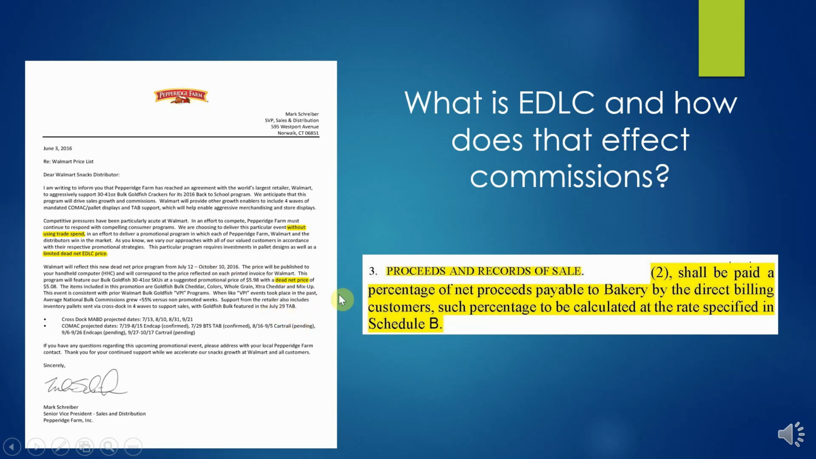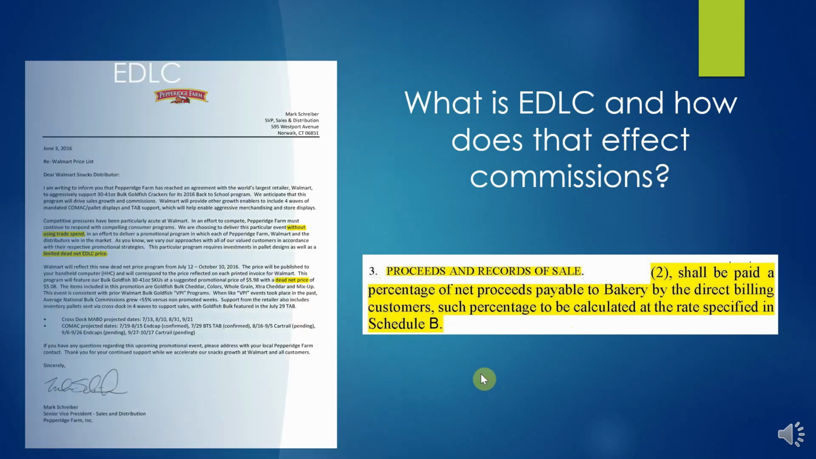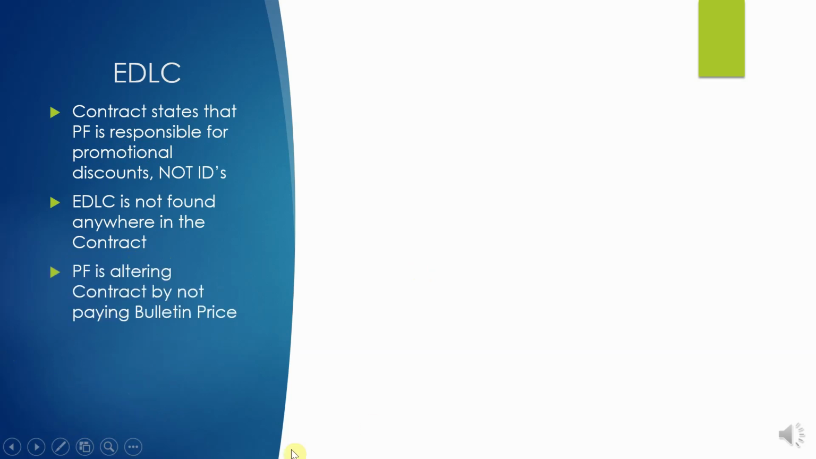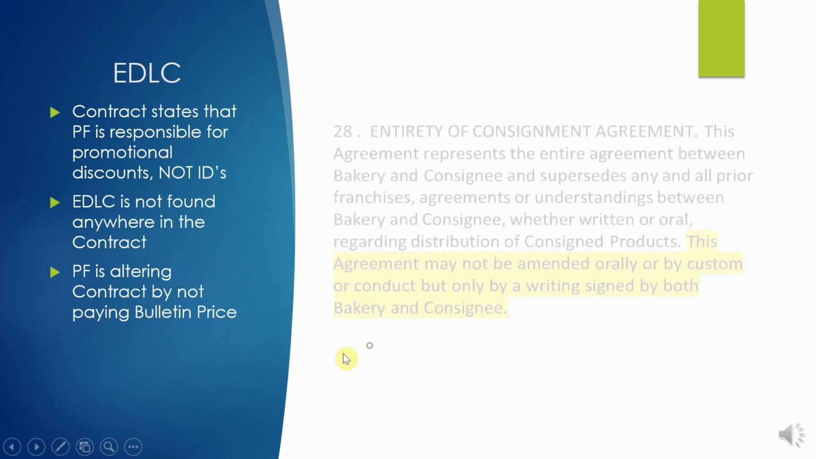And by the way, it really doesn't matter because as we've already determined from paragraph 3, proceeds and records were paid a percentage based upon Schedule B, and then Schedule B references bulletin prices, not EDLC or dead net, whatever. So let's bring this up again. Contract states that Pepperidge Farm is responsible for promotions, not the independent distributor. EDLC is not found anywhere in the contract. Therefore, Pepperidge Farm is altering the contract by not paying bulletin prices. That is another word of a breach.